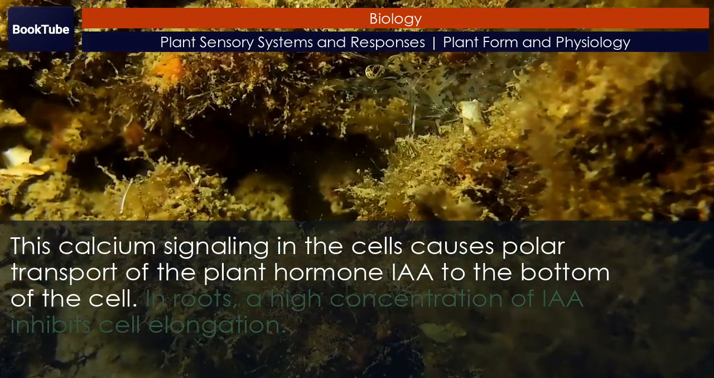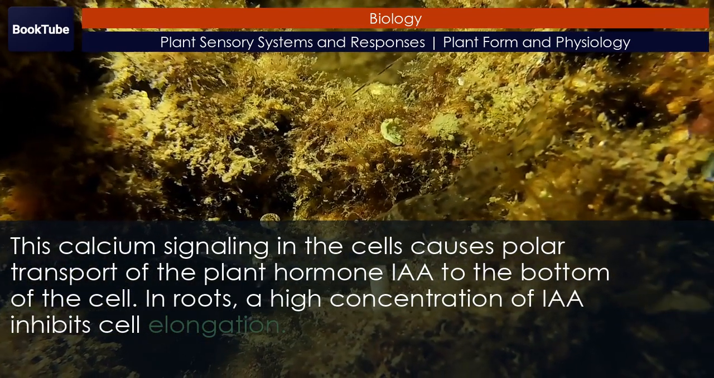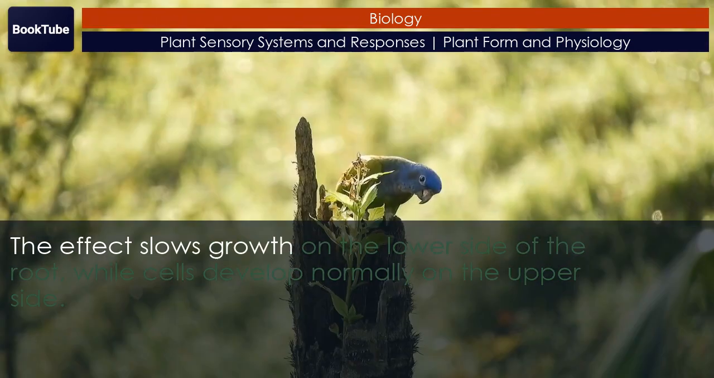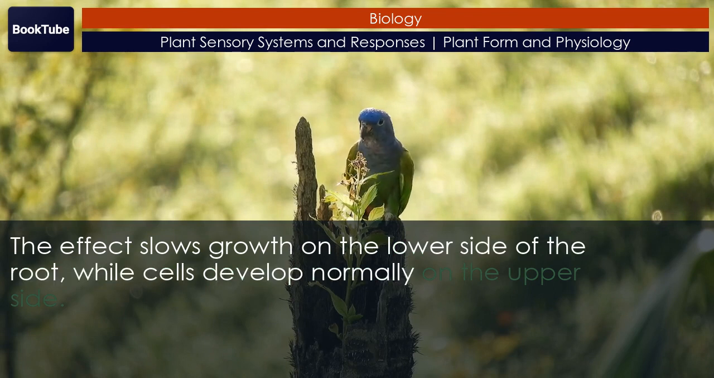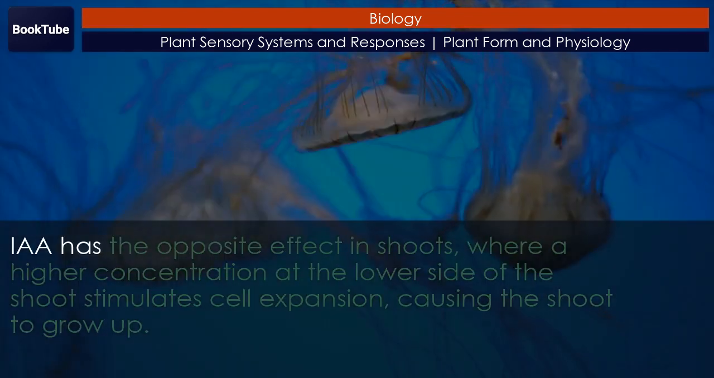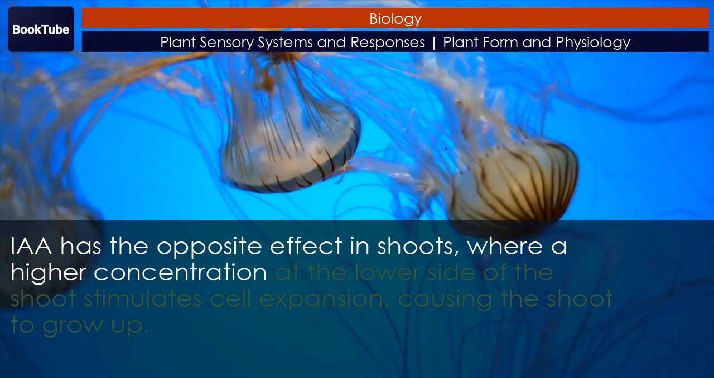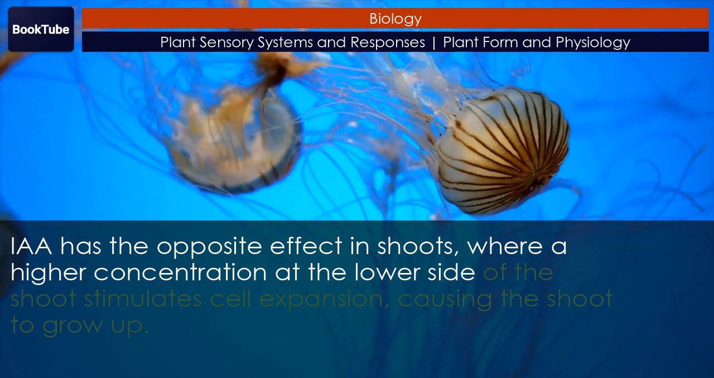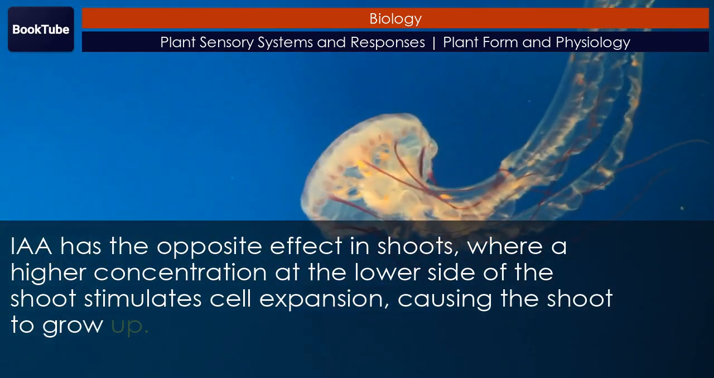In roots, a high concentration of IAA inhibits cell elongation. The effect slows growth on the lower side of the root, while cells develop normally on the upper side. IAA has the opposite effect in shoots, where a higher concentration at the lower side of the shoot stimulates cell expansion, causing the shoot to grow up.